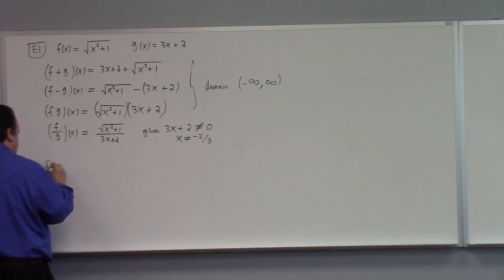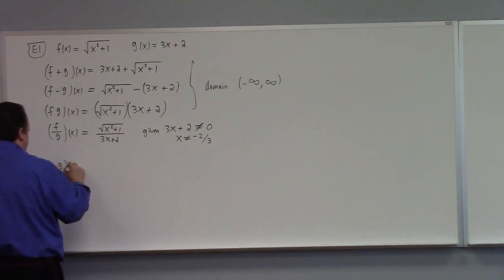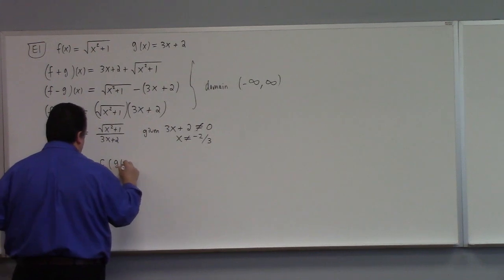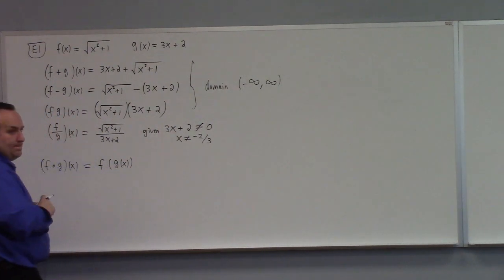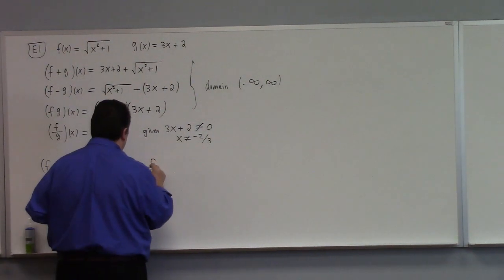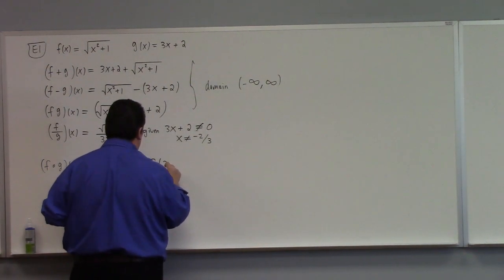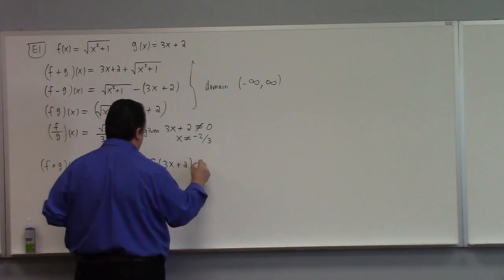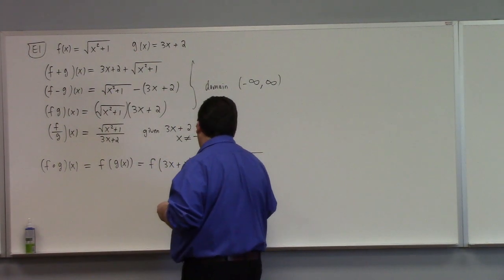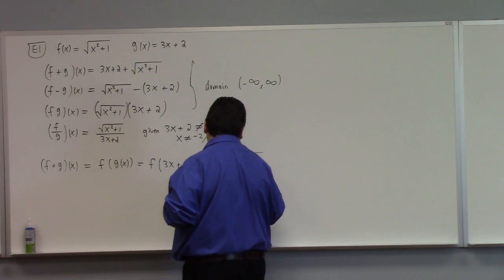So here we go. F composed with G of x is equal to F of G of x. All right? So what is that? That is F of 3x plus 2. How do you do that? You take the formula, right? And you replace the x with 3x plus 2.